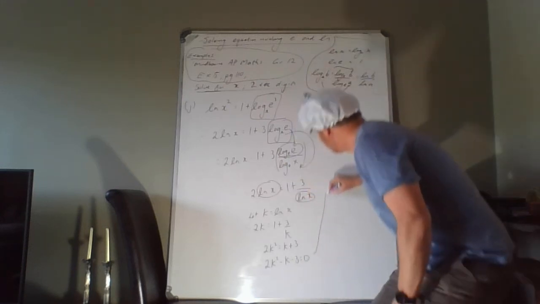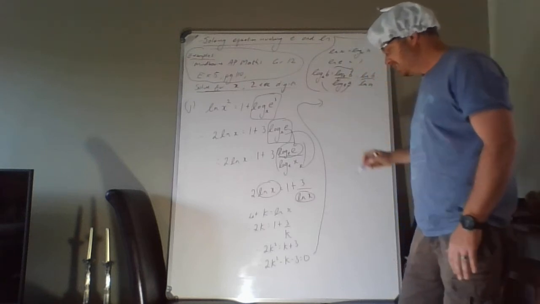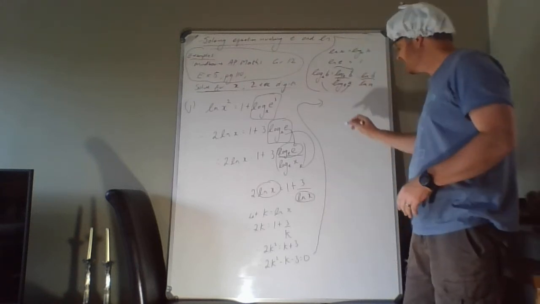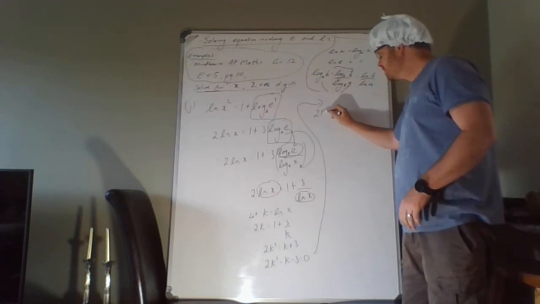Okay, I'm going to check the sum up here. Salad is delicious. So please do yield me, please know the salad is delicious. Okay, so I've got 2k squared minus k minus 3 is equal to 0.